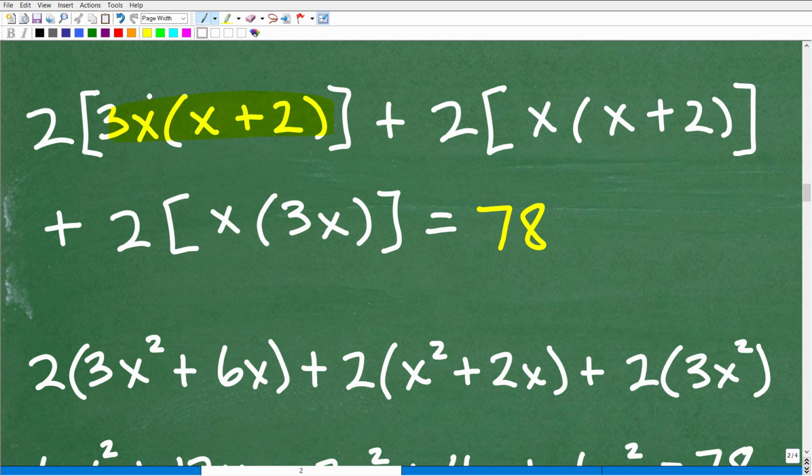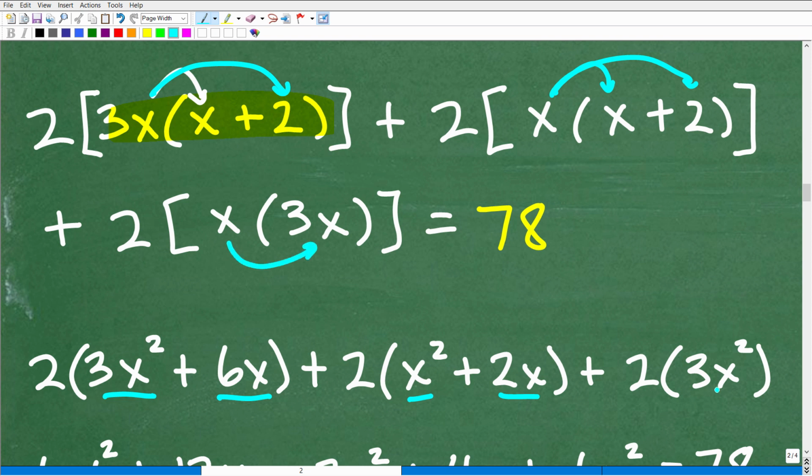So let's start working on this right now. Okay, so let's start right here. So 3x times x is going to be 3x squared. All right, so 3x times 2 is 6x. Okay, I'm going to multiply that by 2, but I'm just controlling my expression right now, working on the inside groups first, these inside parentheses. So this would be x times x is x squared, and then x times 2 is 2x, and then we'll multiply that by 2, as you can see right here. And then we have x times 3x, which is 3x squared, and we'll multiply that by 2.